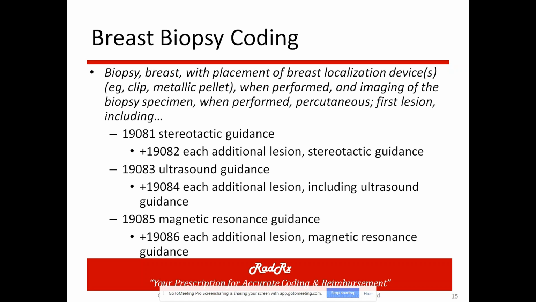And then also imaging of the biopsy specimen, that would be imaging where they take the x-ray film of it, or maybe do ultrasound, looking at the specimen. That's all going to be bundled, and then we assign our codes based on the type of guidance that's being used. That's how these are structured. So you see that we have 19081 with stereotactic guidance, and then we have the add-on code for each additional lesion under stereotactic guidance, and then we have codes for a biopsy under ultrasound guidance, and then also the MR guidance as well, the magnetic resonance guidance.